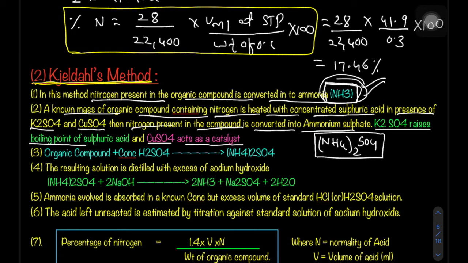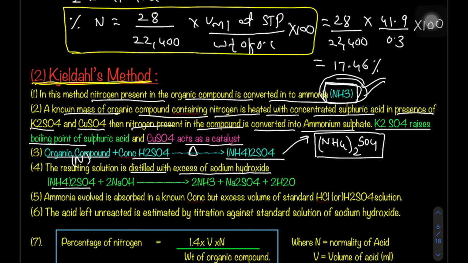Now what are the chemical reactions occurring in the Kjeldahl method? Number 1, let's suppose we have an organic compound. Assume that it contains nitrogen. When it is strongly heated with the concentrated sulfuric acid, whatever nitrogen is present in the organic compound is quantitatively converted into ammonium sulfate. Okay, now this resulting ammonium sulfate solution is transferred into another flask, and with excess of sodium hydroxide it is heated.